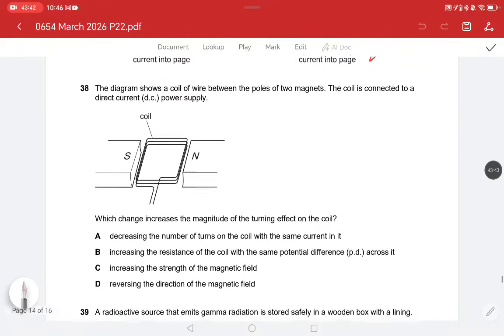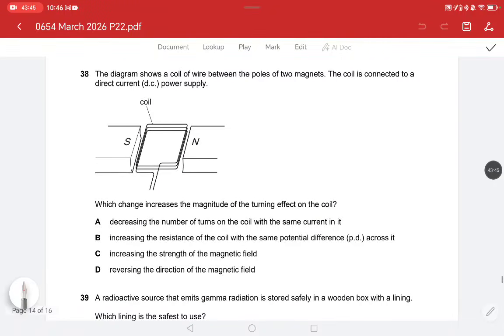Okay, now question 38. The diagram shows a coil of wire between the poles of two magnets, and the coil is connected to a direct current, DC, power supply. Which change increases the magnitude of the turning effect on the coil? We need to increase the magnitude of the turning force. So what do you think? We need to increase something to increase the turning force. This is very important to know, because they usually ask this in the exam.